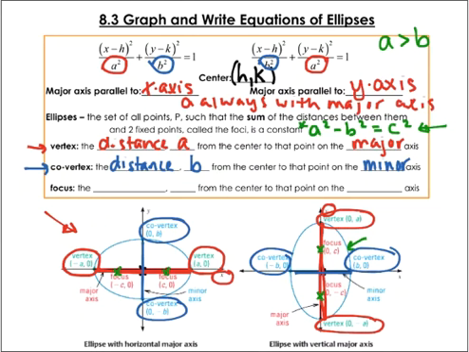Then we've got our focus. We've got two of them, so they're called foci. And this is where we're going to use the distance c from the center to that point, and it's always going to be on the major axis.